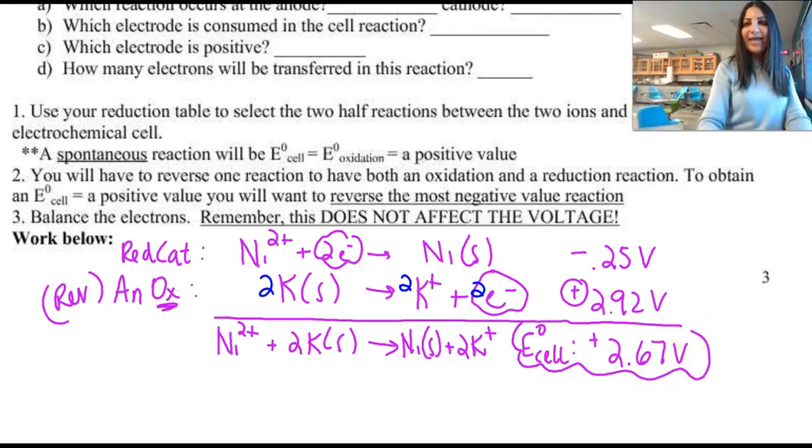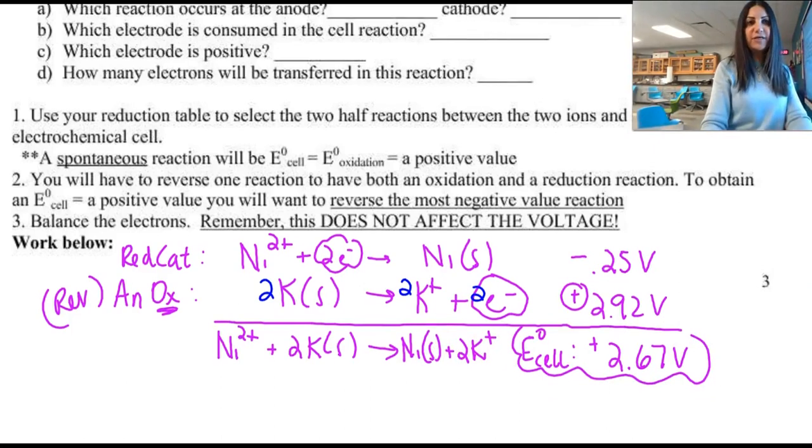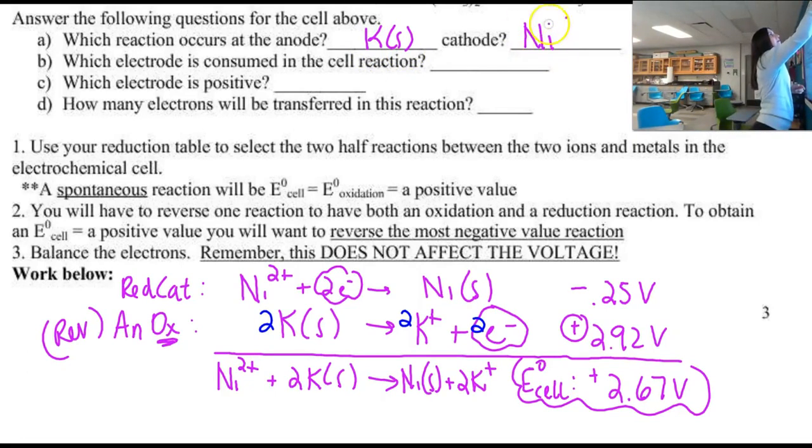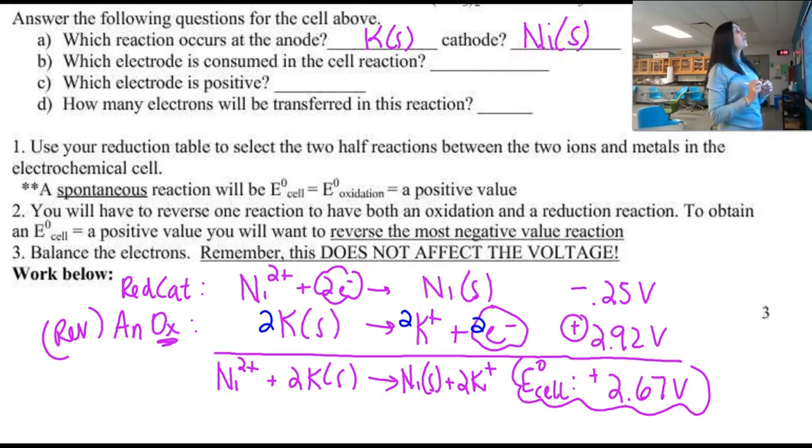So now let's go back and answer these questions here. Which one occurred at the anode, anox? That's going to be our potassium. Where is our cathode? That would be our nickel. Which electrode is consumed in the reaction? Again, consumed means that it's losing mass. So which one is losing mass? The one that's losing electrons, which is our oxidation site. So that should be our potassium.